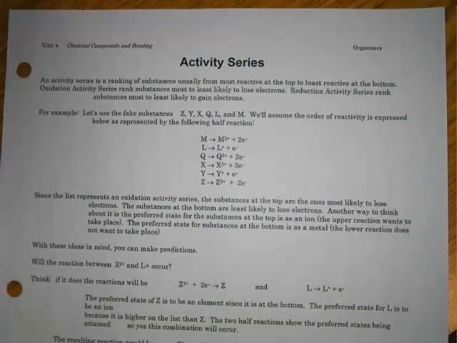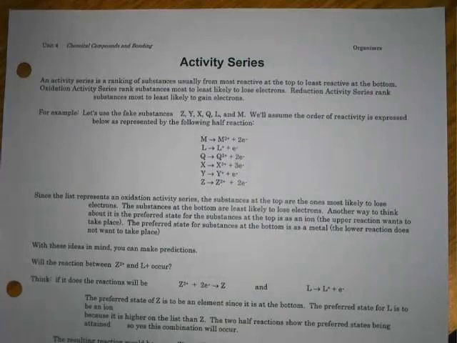So this video covers the organizer that is on page 417. Obviously, the title is Activity Series. We are focusing on metal reactions or metal properties, and the one reaction that we were going to take a look at is redox reactions. You can use redox reactions to rank how likely a metal is to undergo oxidation. And so what you are seeing here is exactly that.